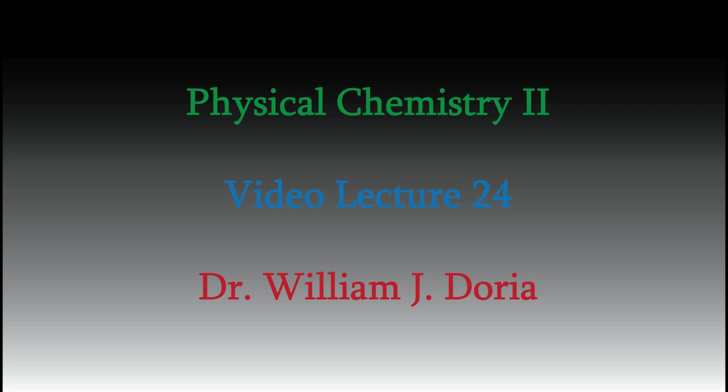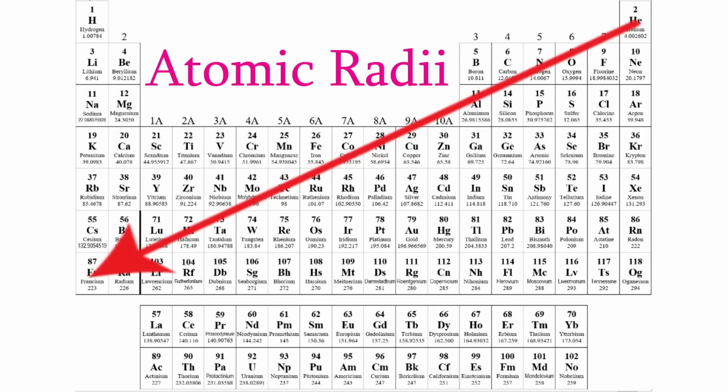Hi, and welcome back to my series of videos for Physical Chemistry 2. For the past few videos, we've looked at some of the properties of atoms and ions, but we did it in a very qualitative way. Although we talked about the radii and ionization energies of different atoms and ions, we didn't talk about how those values can be calculated. That'll be the topic of the next few videos.